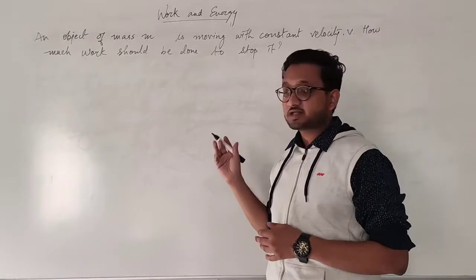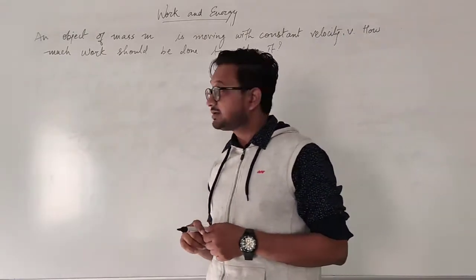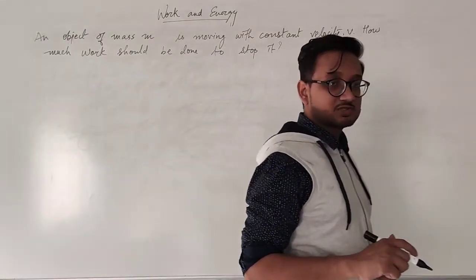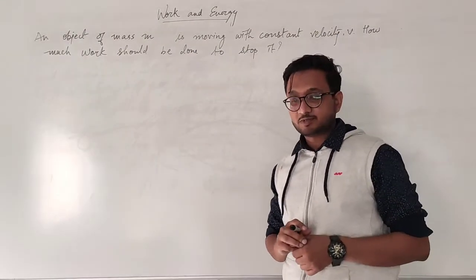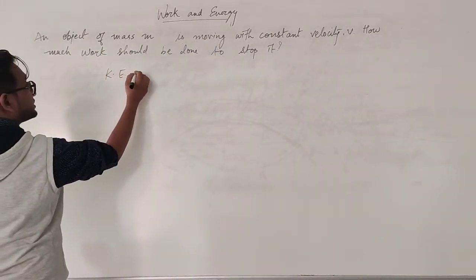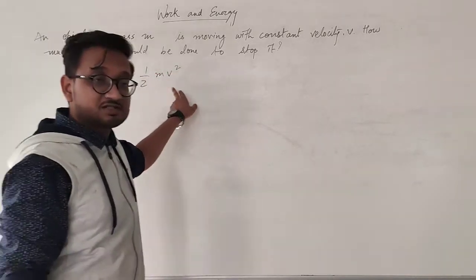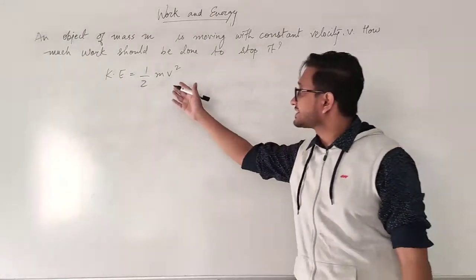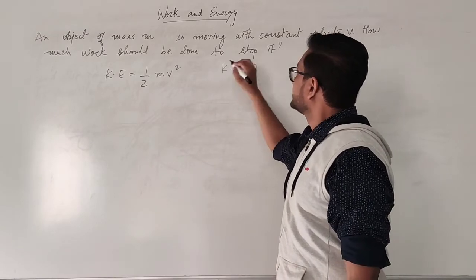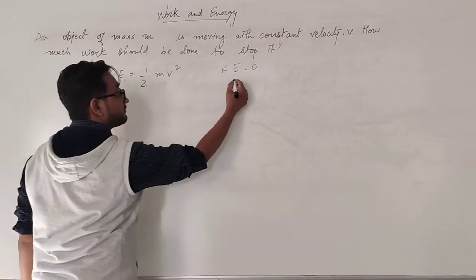Okay, students, so this question is quite simple, theoretical and a little bit numerical. An object of mass m is moving with constant velocity v. How much work should be done to stop it? We know that if the object is moving with certain energy, it has kinetic energy half mv square, because m is the mass and v is the constant velocity. Now we have to stop it, that means kinetic energy equals 0. Or I can say this is initial kinetic energy and this is final kinetic energy.